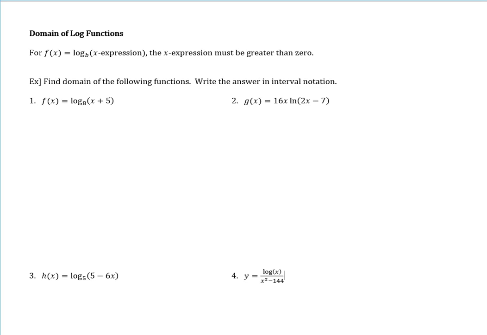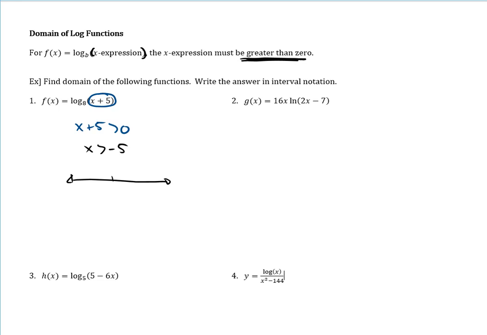So a log function has an argument, which I labeled here as an x expression, that must be greater than 0 for its domain. So that's all we have to verify. That's all we have to make sure stays true. So for instance, when finding the domain of these functions, what I want to do is just make sure that this expression right here, the x plus 5, stays greater than 0. And then we would solve it like normal, so like subtract the 5 over. So x would be greater than negative 5.